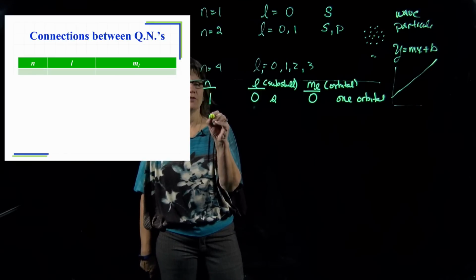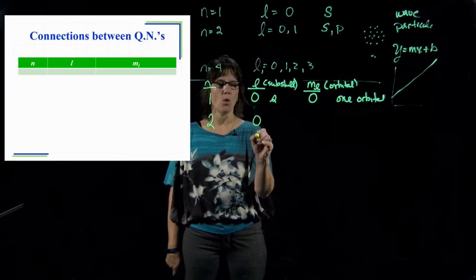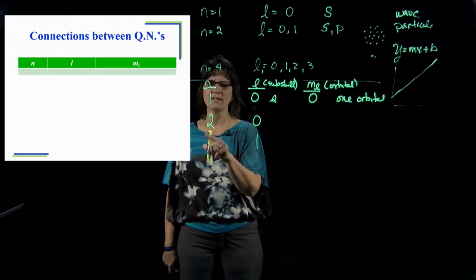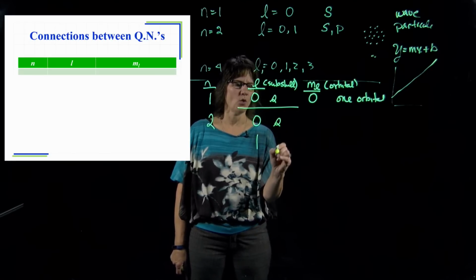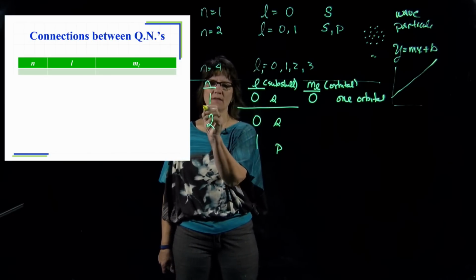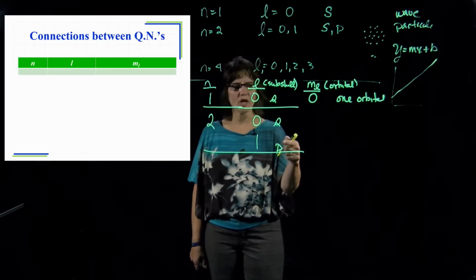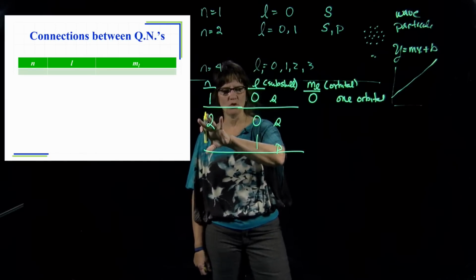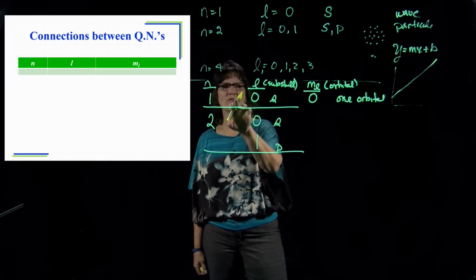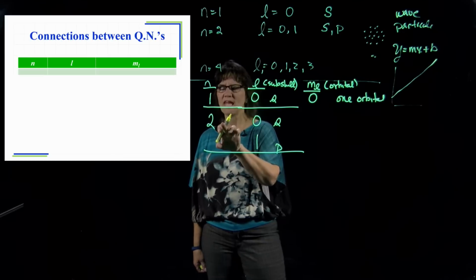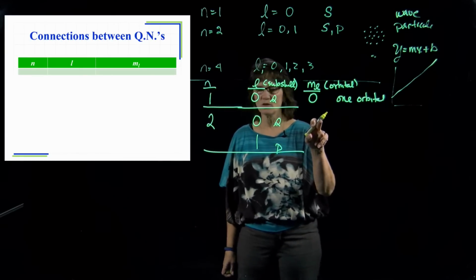So let's move out to the next N. An N of 2. The values of L are either 0 or 1 because this can go up to one less than that number. This is a sublevel of either S or P in this N equals 2 shell. So there are two sublevels. So we're at a university campus that has two dormitories. A very small campus only has one dormitory. This campus, bigger, has two dormitories. Now let's go into the dorm rooms in the dormitory.